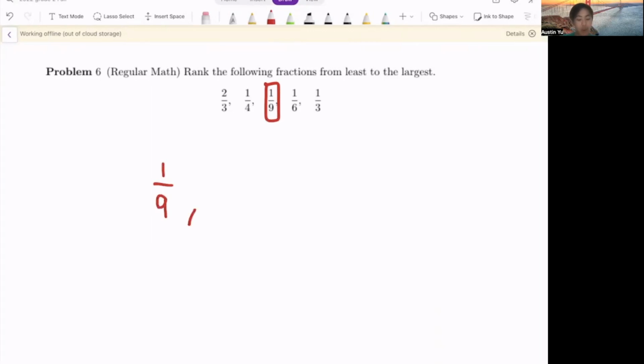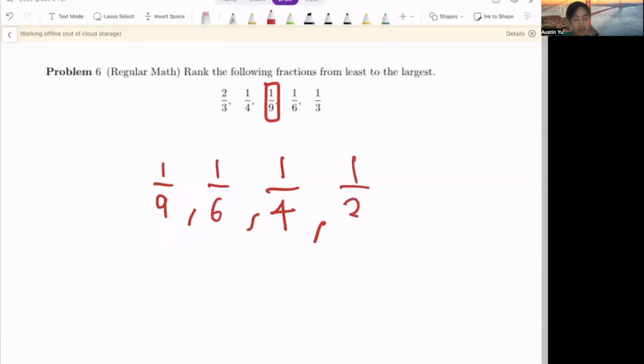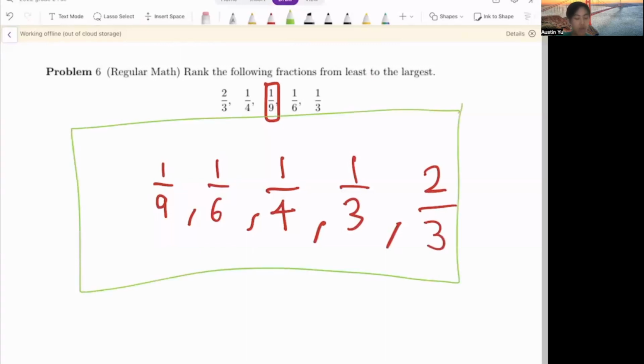The next one would be 1/6 because 1/9 would just be smaller than 1/6. 1/6 is still cut into 6 slices. And then that would still be smaller than 1/4 because you cut it into 4 slices. So that's larger than 1/6 of a slice. And then what's even larger than 1/4 of a slice is 1/3 of a slice. And what's even larger than 1/3 of a slice is 2/3 of a slice. So this would be your lineup from least to greatest.